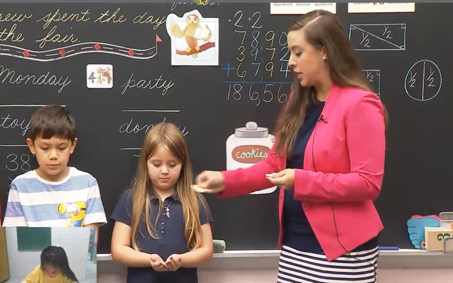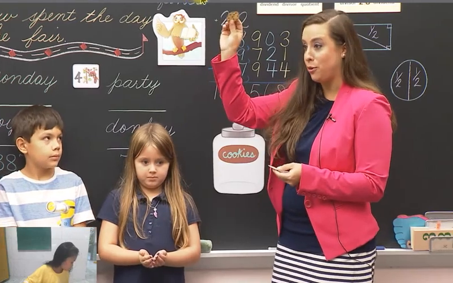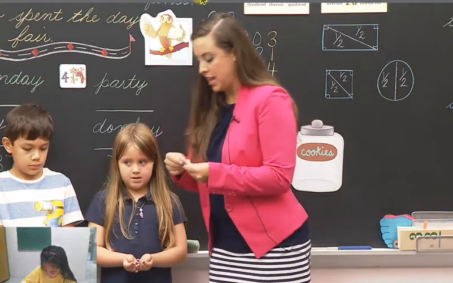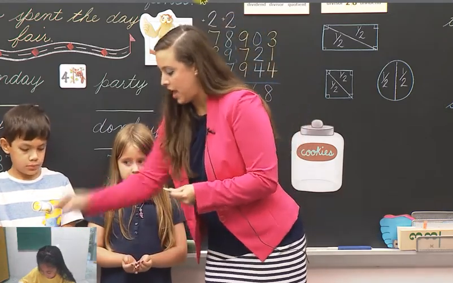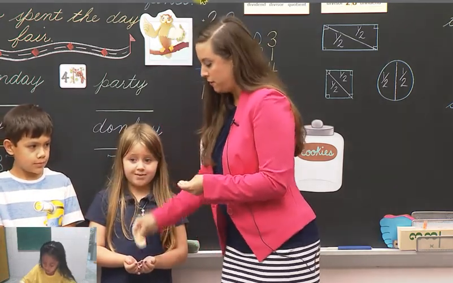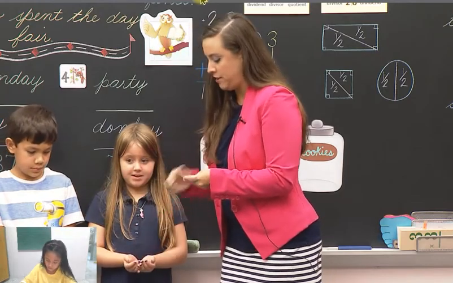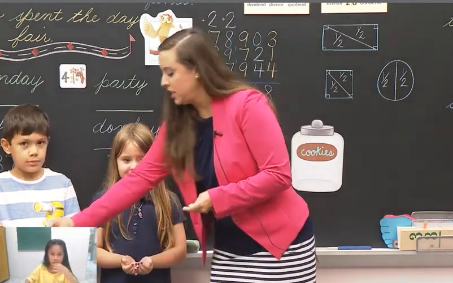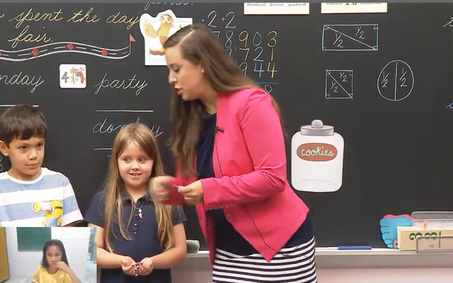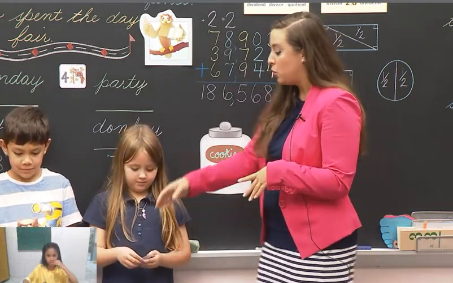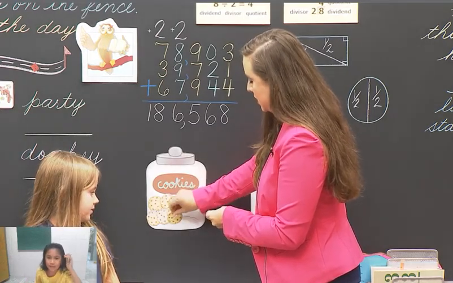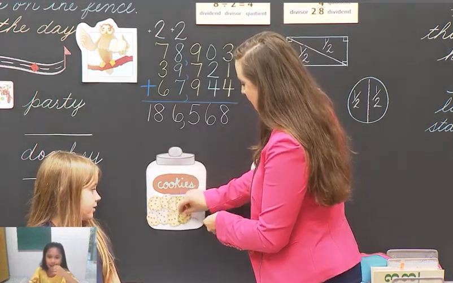So far, I've given out 2 cookies. Here you can count with me. Let's start with 3. Begin. 3, 4, 5, 6, 7, 8, 9, 10, 11, 12, 13, 14, 15, 16, 17, 18, 19, 20, 21, 22. See how many cookies would go in the girls' cookie jar.